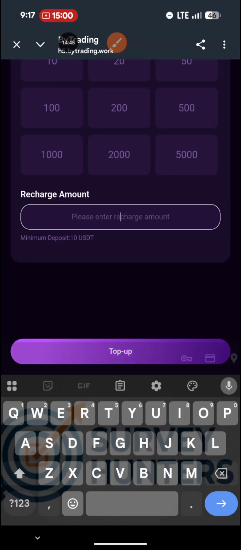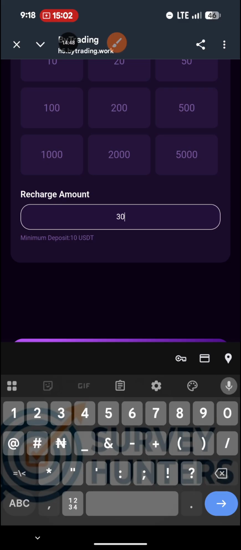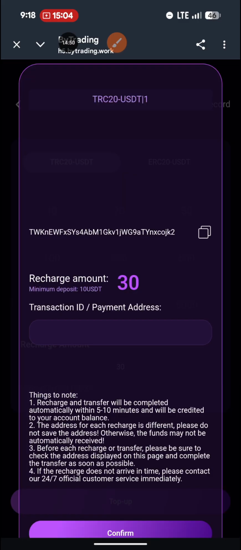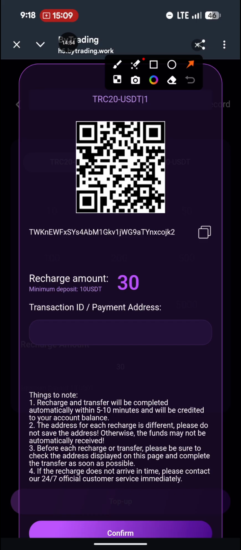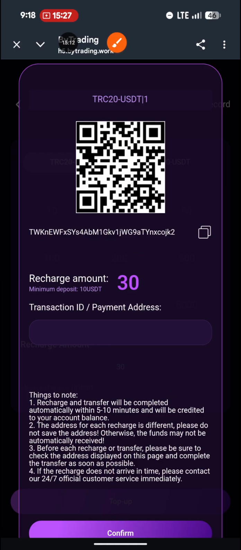Now once you input, let's say I want to deposit $30, I'll click on top up. Now they will provide you a wallet address, which is going to be TRC20. You copy the wallet address by clicking here. Then once you make the payment, you copy the transaction ID from the platform and paste it here. Then you click on confirm. You can see the confirm button below. So that's how to make deposit.